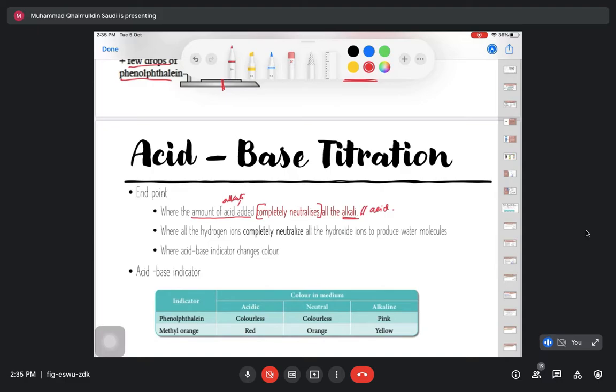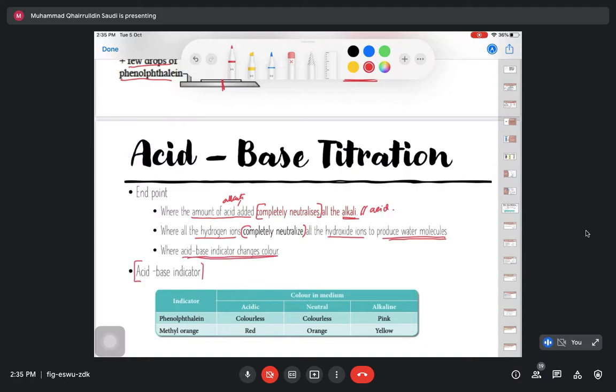The endpoint is also when all the hydrogen ions completely neutralize all the hydroxide ions and produce water molecules. Sama lah. Neutralization. When all the hydrogen ions dah neutralize all the hydroxide ions to produce water molecules. And it is also where the acid-base indicator changes color.